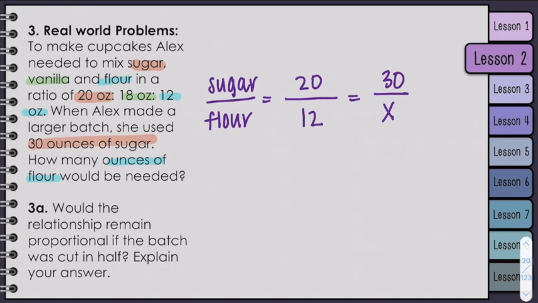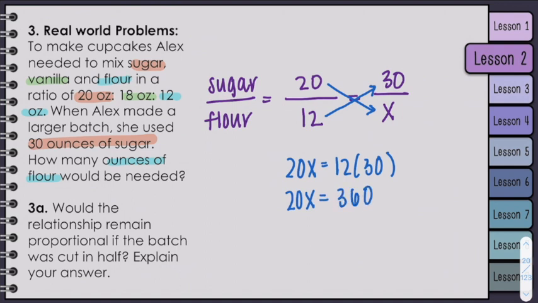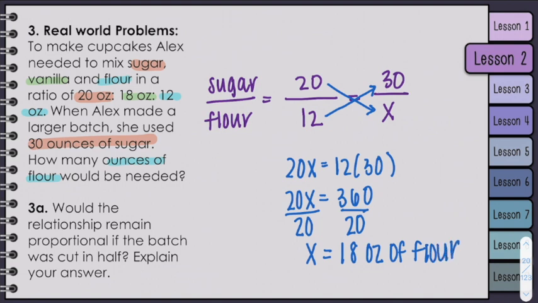That would help. Okay, so what we're going to do is we're going to cross multiply, so 20 times x. I'm going to keep my x to the left. And then I have 12 times 30. Cross multiplying. So 20x equals 360. Remember, it's connected by multiplication, 20 and x, so we want to divide both sides by 20. And you're going to get x equals 18 ounces of flour. So that's the answer to 3.